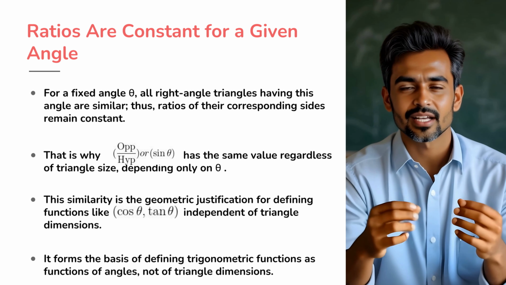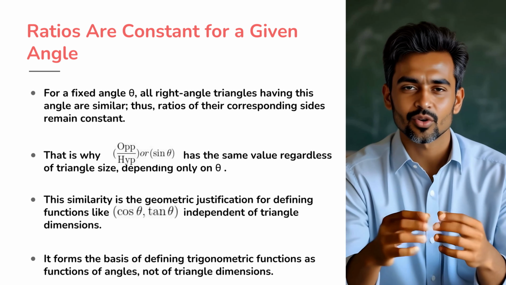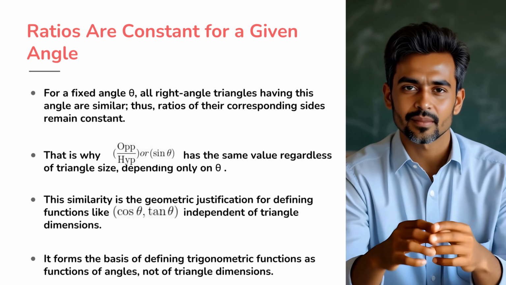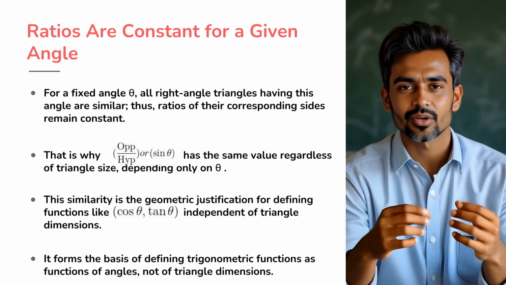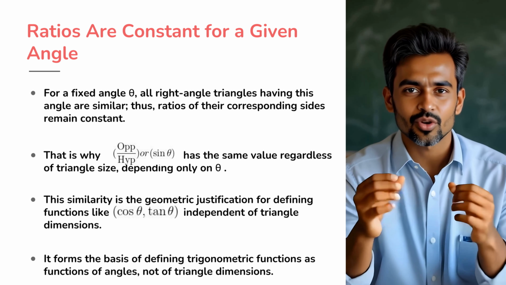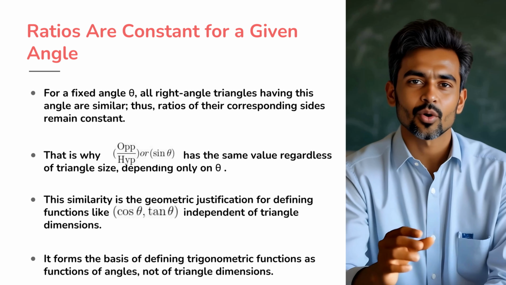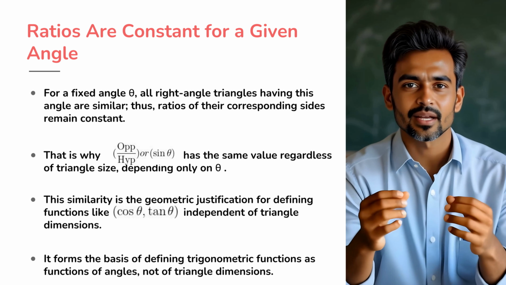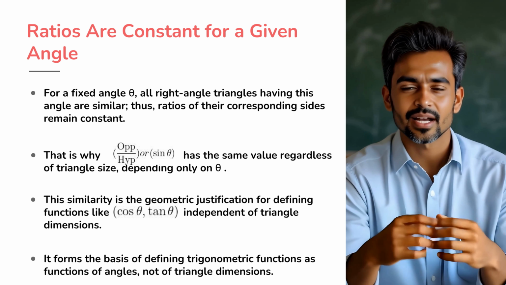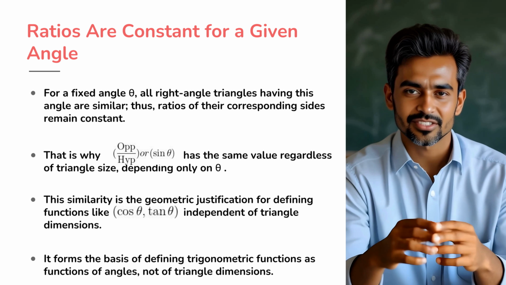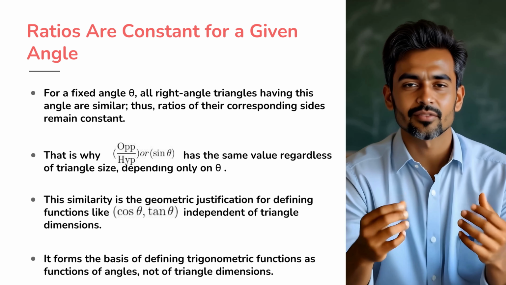All right triangles that share the same angle theta are similar triangles. This means their corresponding angles are equal, and their sides are in the same proportion no matter the size. Because of similarity, the ratio of the opposite side to the hypotenuse, or sine theta, is always the same for that angle. It does not depend on how big or small the triangle is, only on the angle theta itself. The same goes for cosine and tangent. Their ratios are fixed for a given angle.